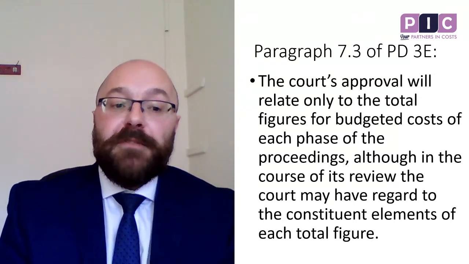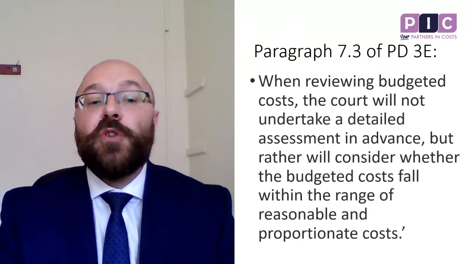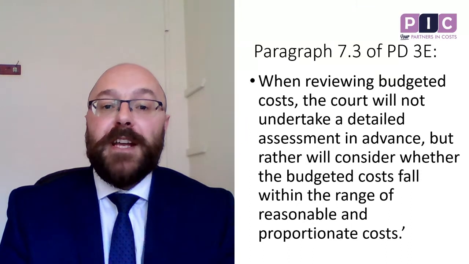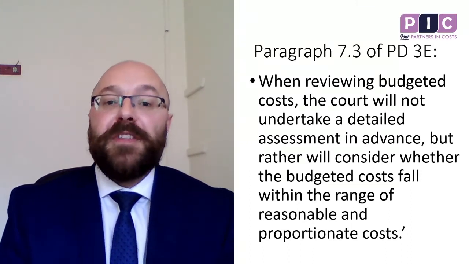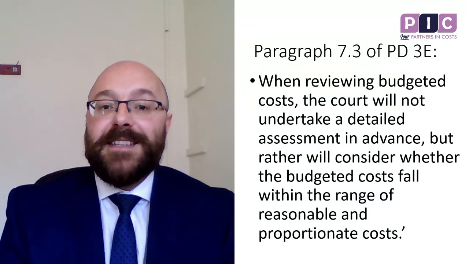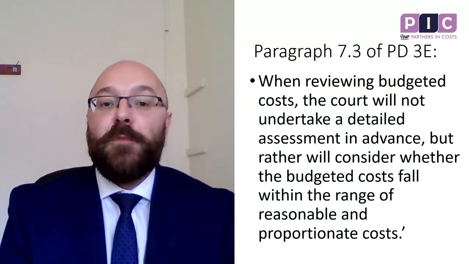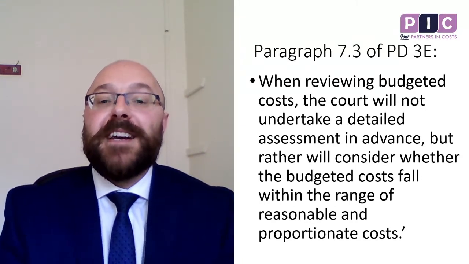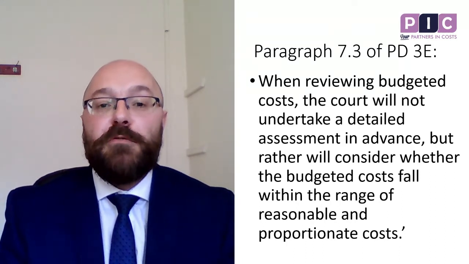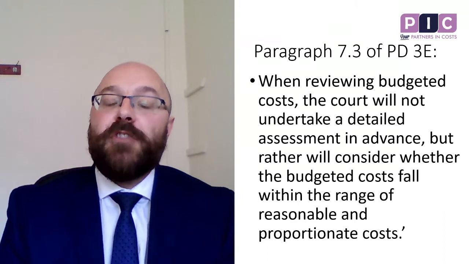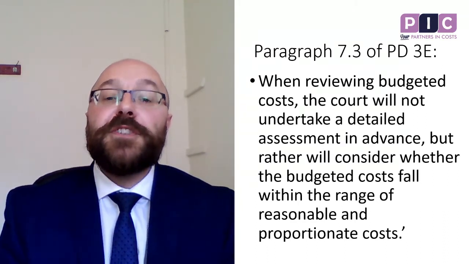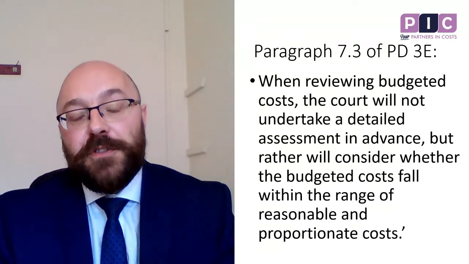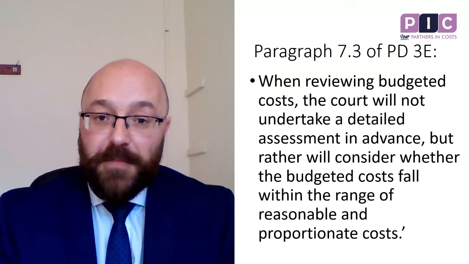Paragraph 7.3 of PD3E carries on that when reviewing budgeted costs, the court will not undertake a detailed assessment in advance, but rather will consider whether the budgeted costs fall within the range of reasonable and proportionate costs. Pausing there, at all stages the court is considering on a fairly global and top-down basis whether costs fall within a reasonable and proportionate range. A range is, of course, exactly that. Sometimes figures may fall at the lower end of a spectrum, sometimes towards the higher. You're trying to justify the assertion that it falls within that range at all so that the court can approve it. The reference to not undertaking a detailed assessment in advance is fairly pragmatic.